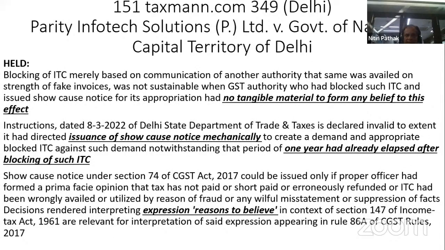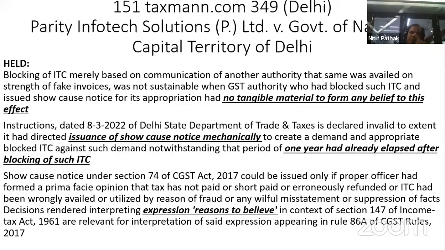The High Court held that blocking ITC merely on the basis of a communication from another authority, that the same was availed on the strength of fake invoices, was not sustainable. When the GST authority blocked the ITC, it should have issued the notices, and no tangible material to form the belief was given. So what they should have done, this is a party which is coming under blocked credit, and they should have given: these are the invoices which you have raised, this bill is not coming into your stock.